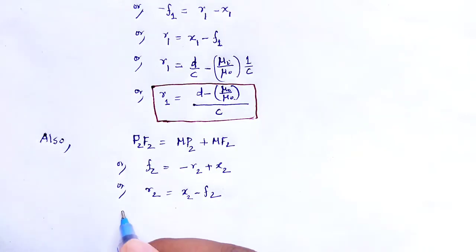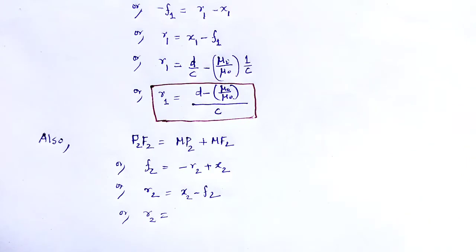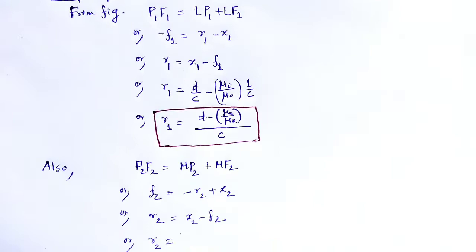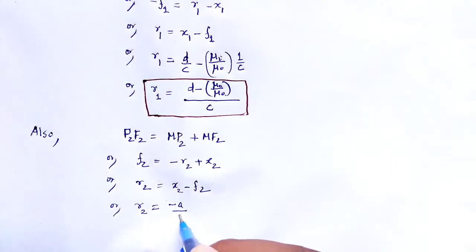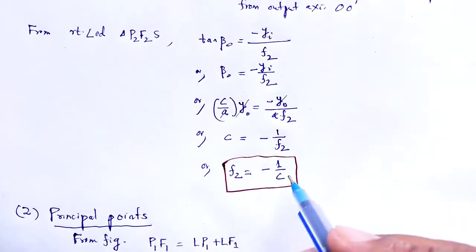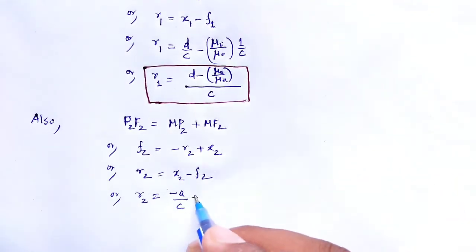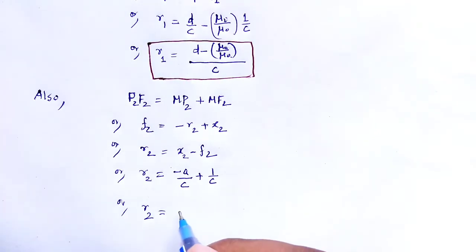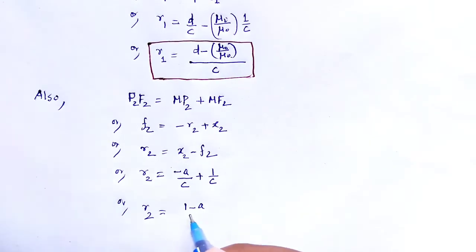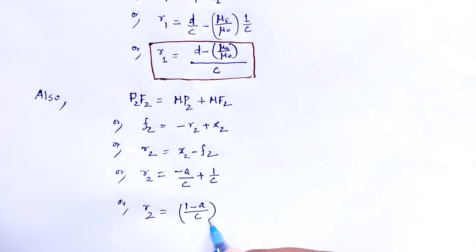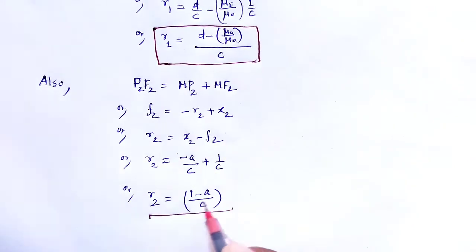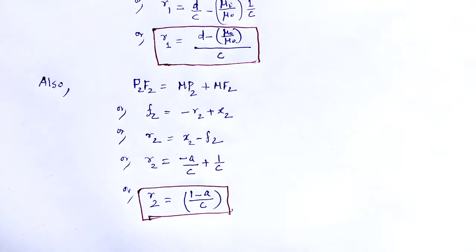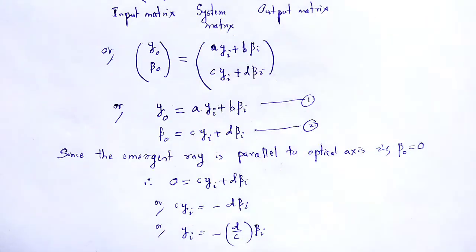Now putting the values of X2 and F2, R2 is equal to the value of X2 minus A by C, minus F2, which is minus 1 by C, that is plus 1 by C. Therefore, R2 is equal to 1 minus A by C. This is R2 in terms of components of the system matrix. In this way, we locate the principal points.